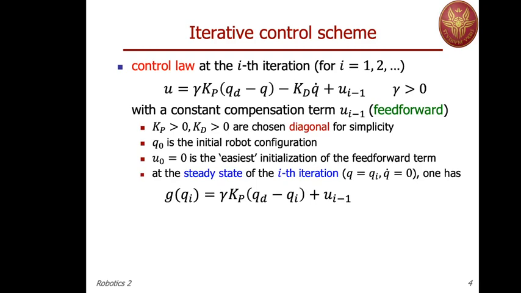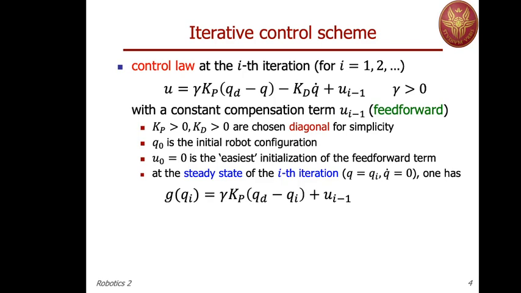In the rest of this presentation, without loss of generality, we will consider that the Kp and Kd matrices are chosen as diagonal and positive definite. We label Q0 as the initial robot configuration where we start from with 0 velocity, and we have to initialize our feed-forward term. The easiest initialization is no knowledge about any useful information, so we set U0 equal to 0.